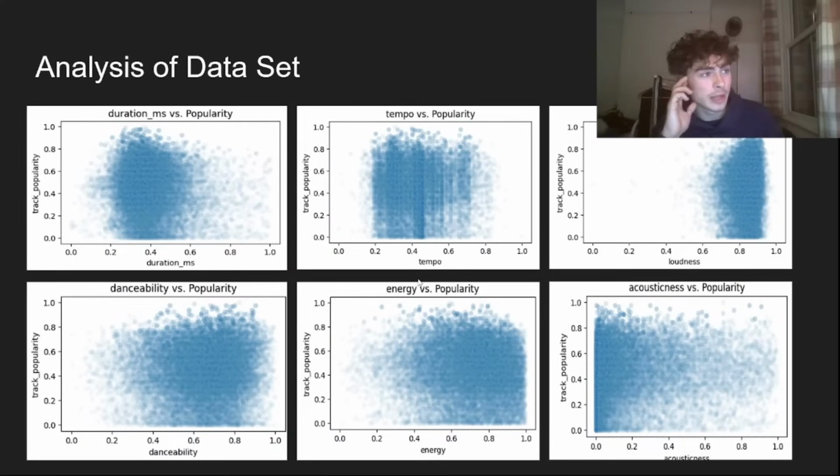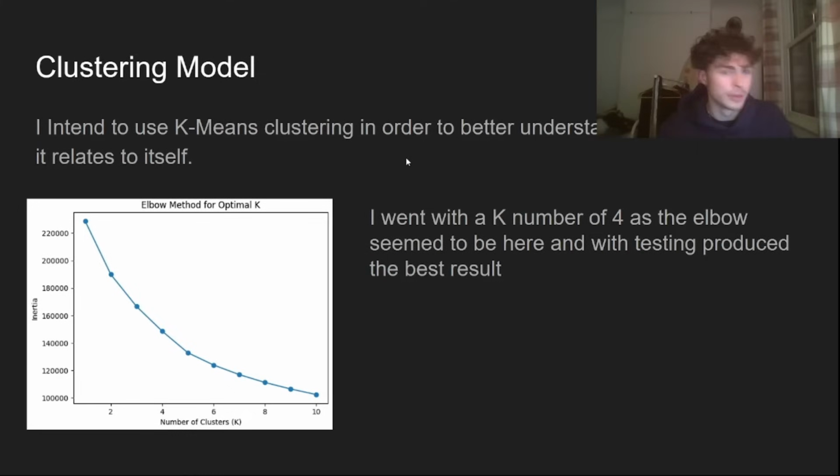Another thing we can look at here is the density of certain features versus popularity. In duration here, you can tell pretty much all music happens between the range of 0.2 and 0.6, with the majority of it happening around 0.4. Again, important later on. So what we're going to do first is some clustering.